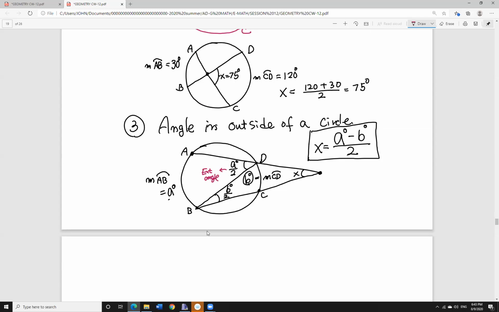Where is the remote interior angle? Oh, this angle, non-adjacent interior angle, isn't it? Can you see the formula? Exterior angle equals, what is it? So I'm going to write x plus B degree over 2, right? Sum of this non-adjacent angle equals what? Exterior angle. That equals A degree over 2. That's it.